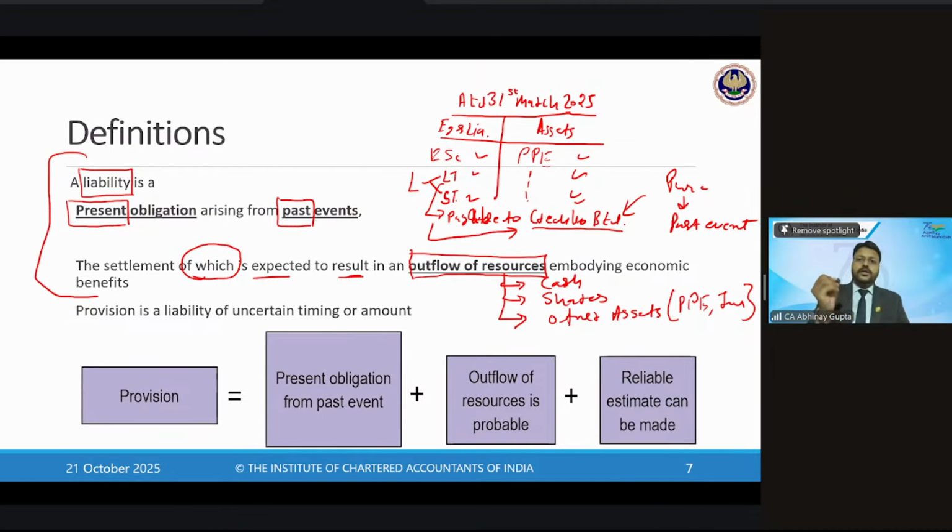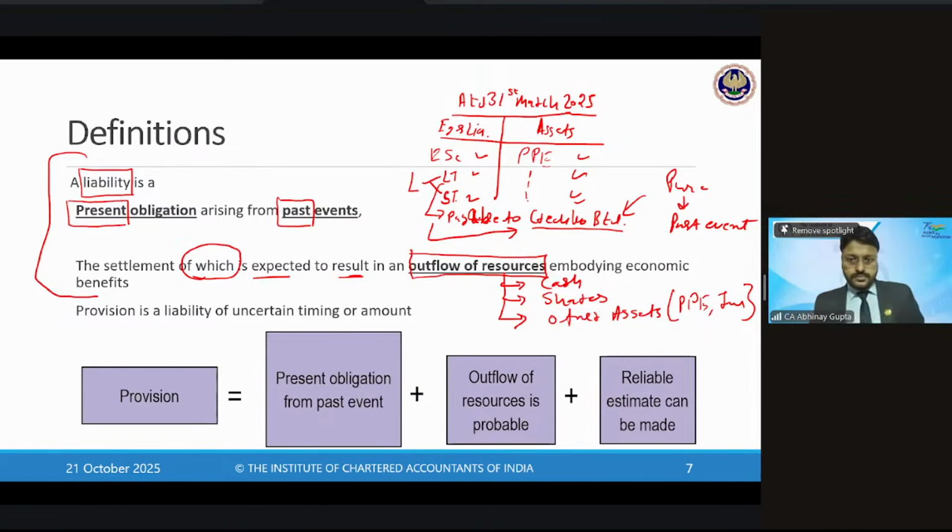Why is anything recorded as a liability in my balance sheet? Because it is meeting three conditions. Number one, the past event has occurred. Number two, a present obligation exists by virtue of this past event. And third, to settle this obligation, there would be an outflow of resources. So if these three conditions are met, a liability will be recorded in my books of accounts. Is that clear to everybody?